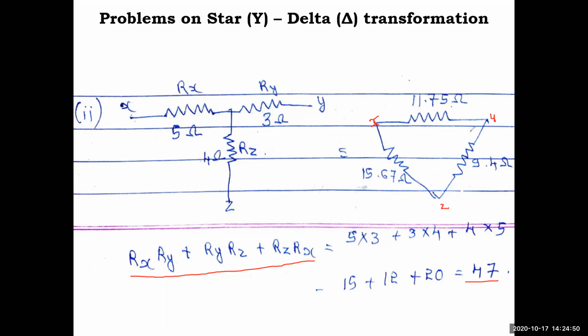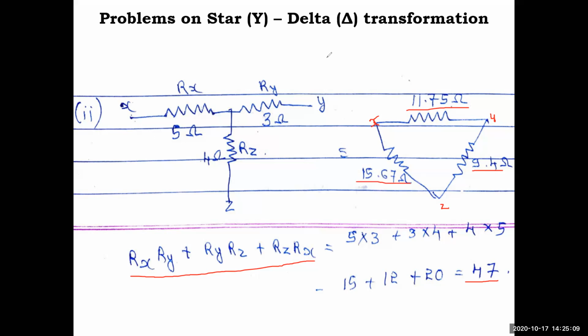Similarly, if you have to find YZ, the opposite resistor is 5 ohm, so 47 by 5, you'll get 9.4 ohm. Similarly, XZ you have to find out. The XZ opposite resistor is 3 ohm, so 47 by 3, which is 15.67 ohm.